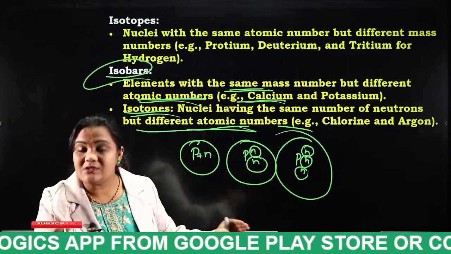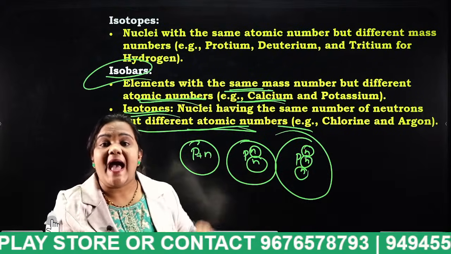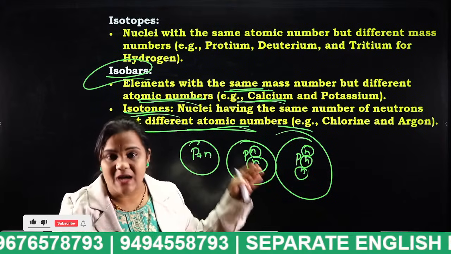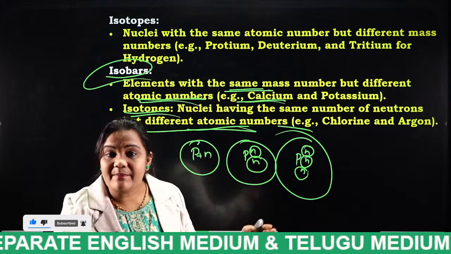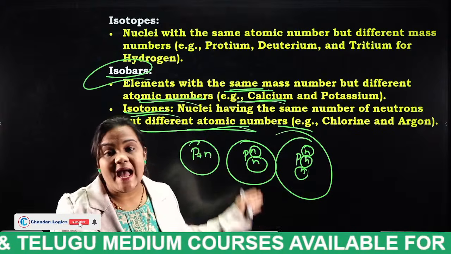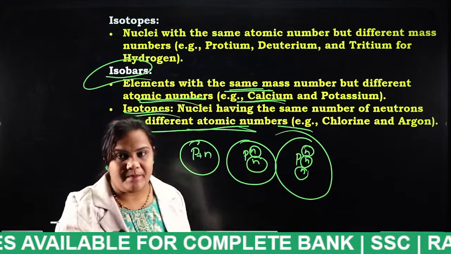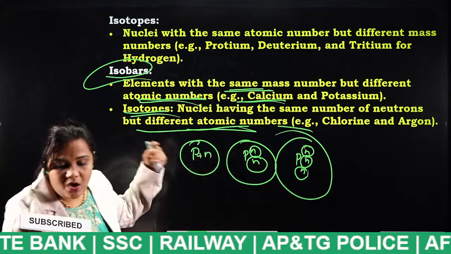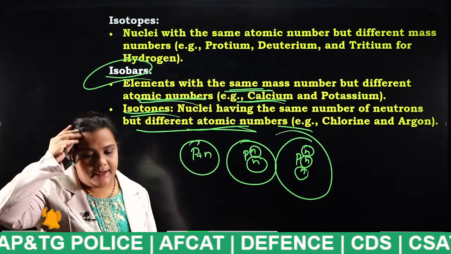Isobars, isotones and isotopes. Isotopes are nothing but what, students? Having the same atomic number but different mass number. Example, hydrogen isotopes. Isobars have the same mass number but different atomic number. And finally, isotones have the same number of neutrons but different atomic number. Very important concept, students. Make a note of it or take a screenshot of it. Very important.